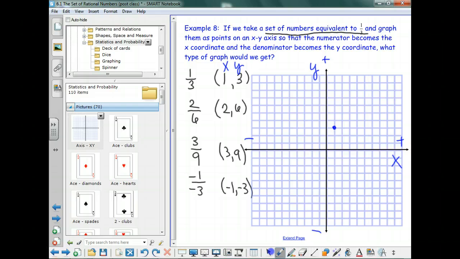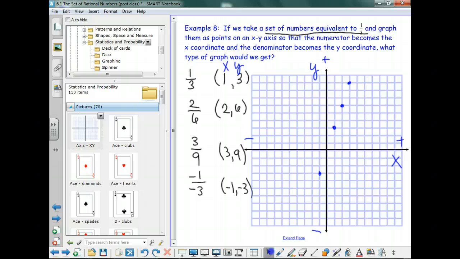And then I have 2, 6. So I'm going to go over 2 and up 6 for my second point. Then I've got 3, 9. So I'm going to go over 3 and up 9. And my last one is -1, -3. So it's down here.